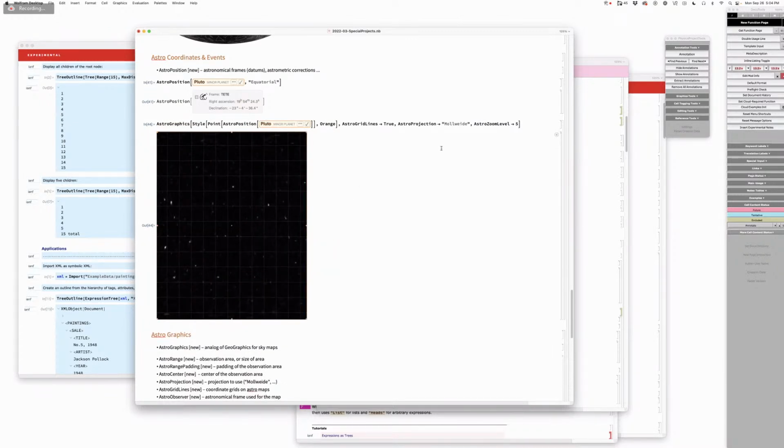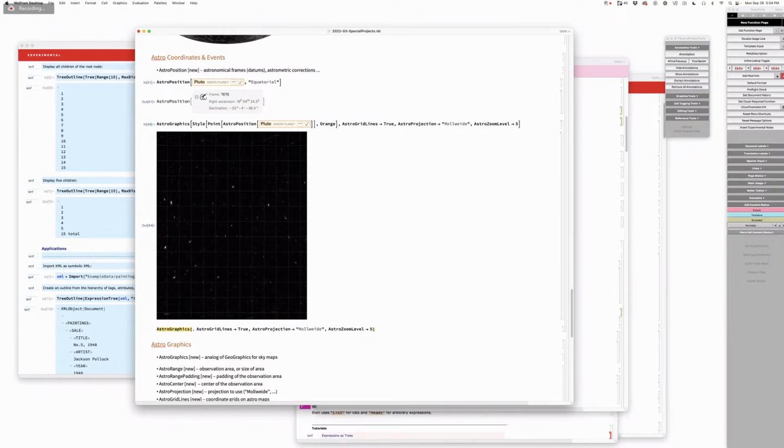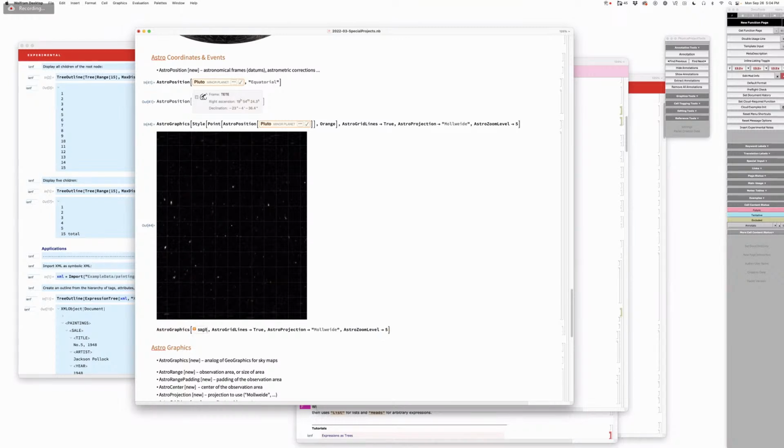So try AstroGraphics of Sagittarius, for example. This here instead of this. Yes, remove all that and do Sagittarius. Probably remove also the rest of the options. You know, I don't think I've ever typed the name Sagittarius in my whole life. Do AstroObserver equatorial.